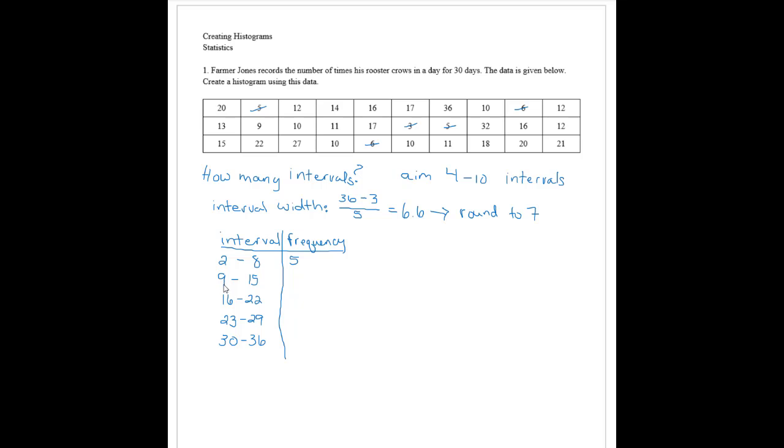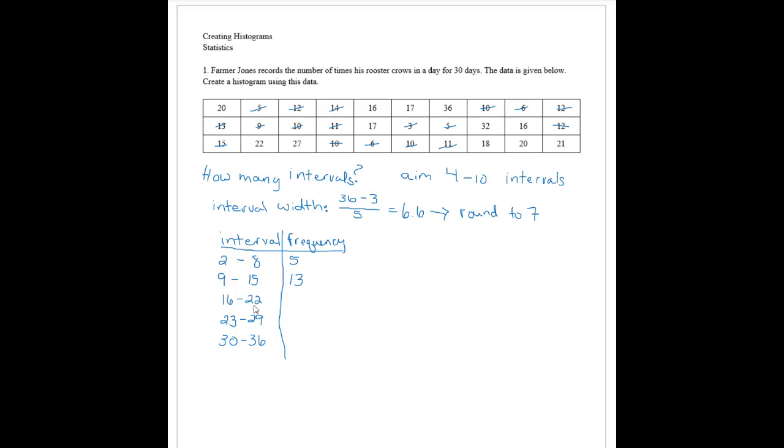Now let's look how many numbers are between 9 and 15. 1, 2, 3, 4, 5, 6, 7, 8, 9, 10, 11, 12, 13.